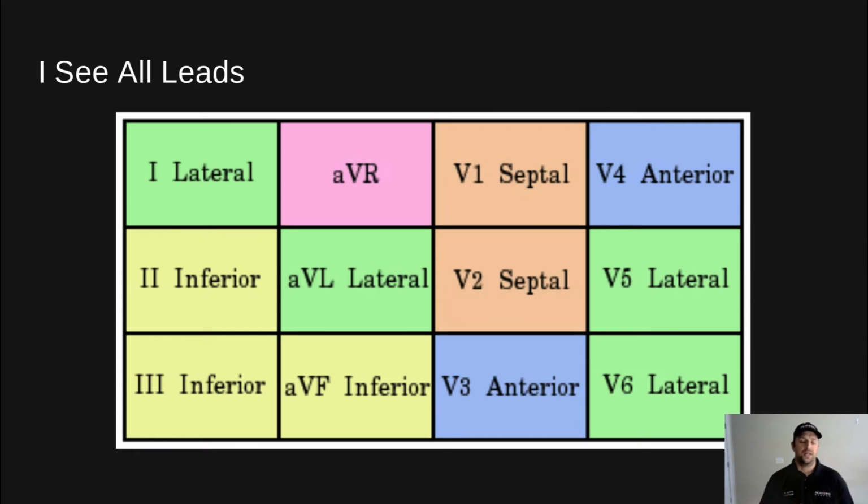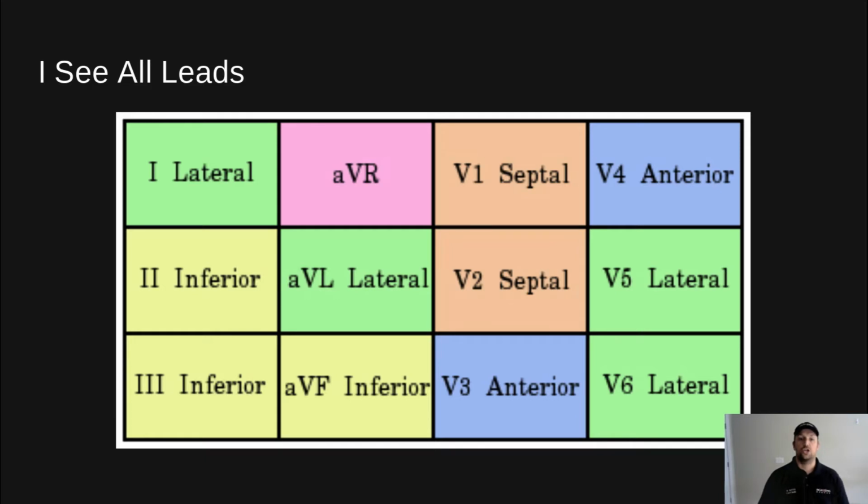I want to go into a little bit more detail about the ICL leads. The phrase "I see all leads" is a memory tool. The first letter of each word tells you the location of the MI. So for I, inferior; for C, the first letter is S, that's septal; for all, the first letter is A, anterior; and for the last word, leads, the first letter is L, for lateral. So it's simply a memory tool for when you're evaluating a 12 lead to help guide you to be able to label it correctly.